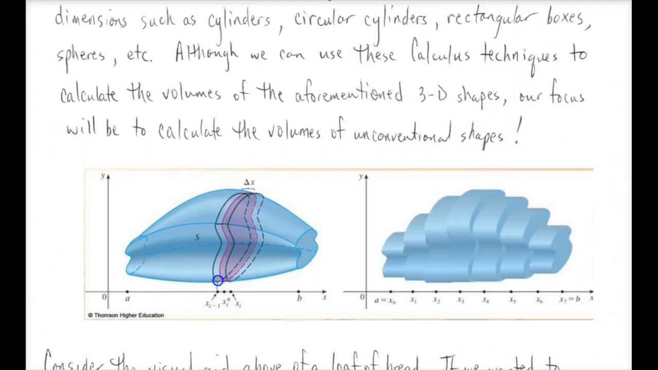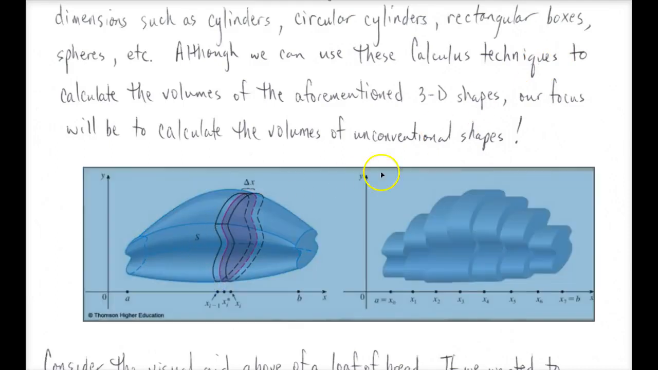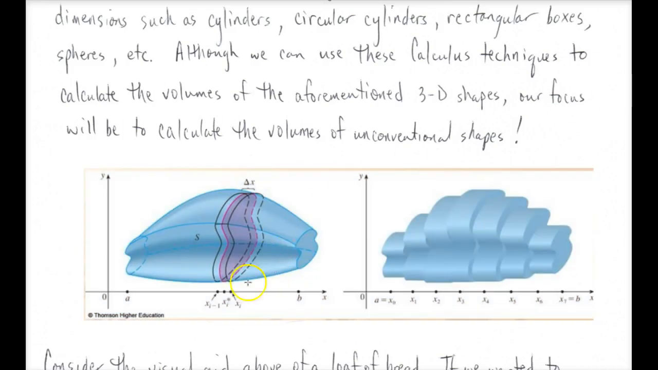So let's say from here, okay, here we go. From here, which is the x sub i minus 1, to here, that would be what's considered the thickness of this particular piece of bread. If we slice up this loaf into those thicknesses, then what you see here is a bunch of slices of bread that have the same thickness.